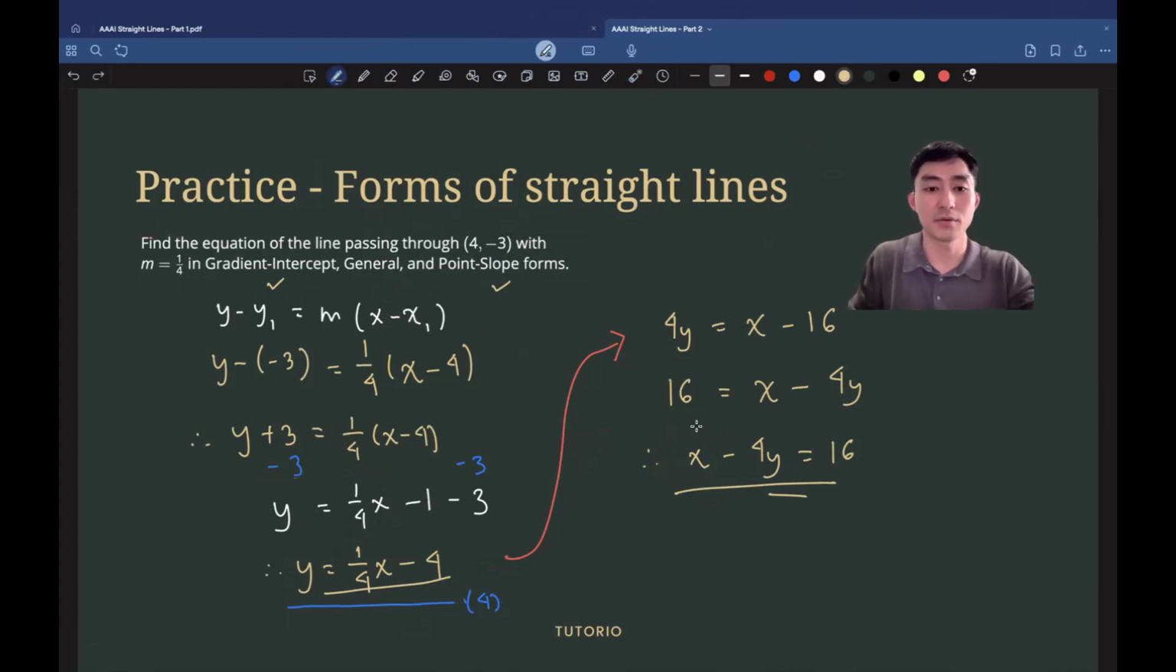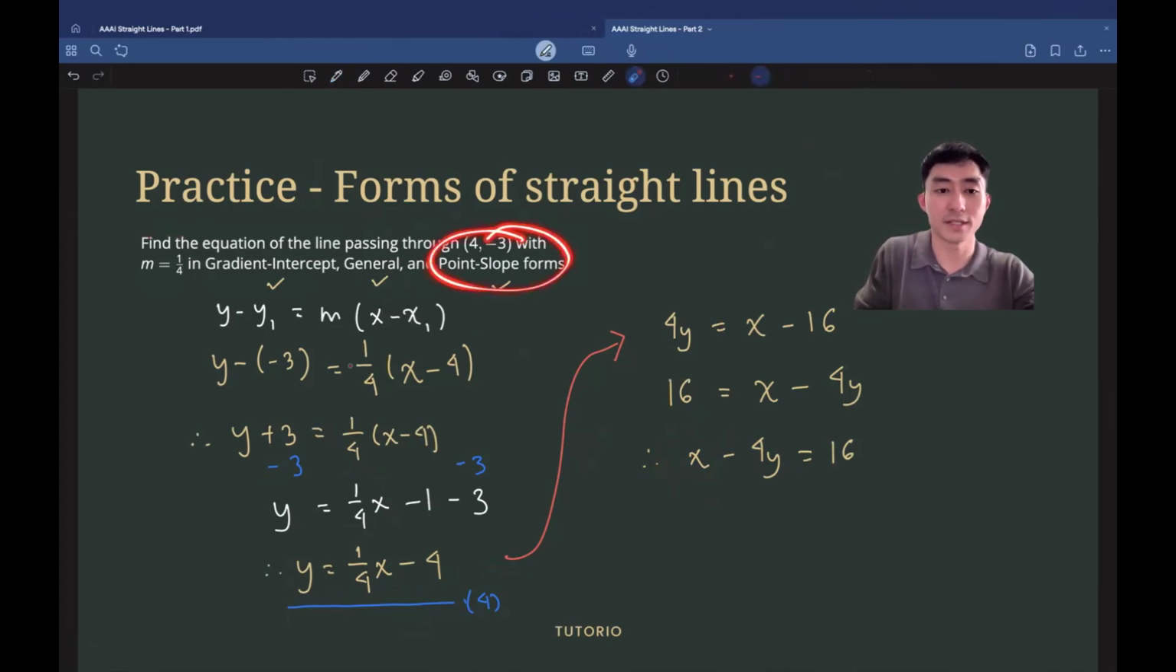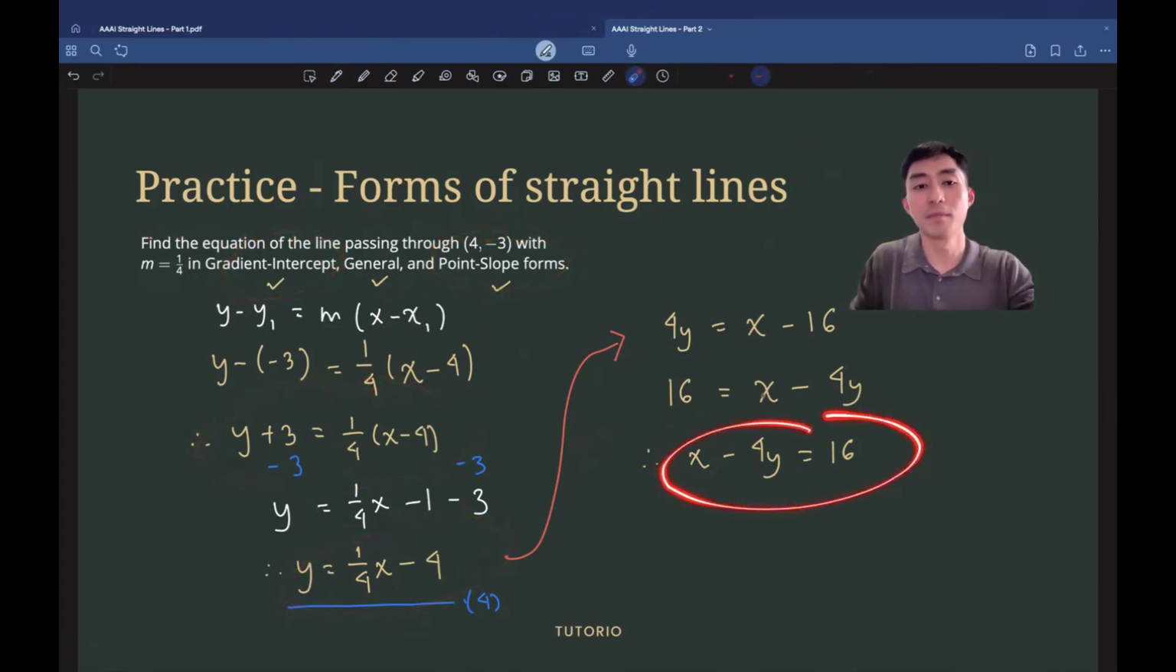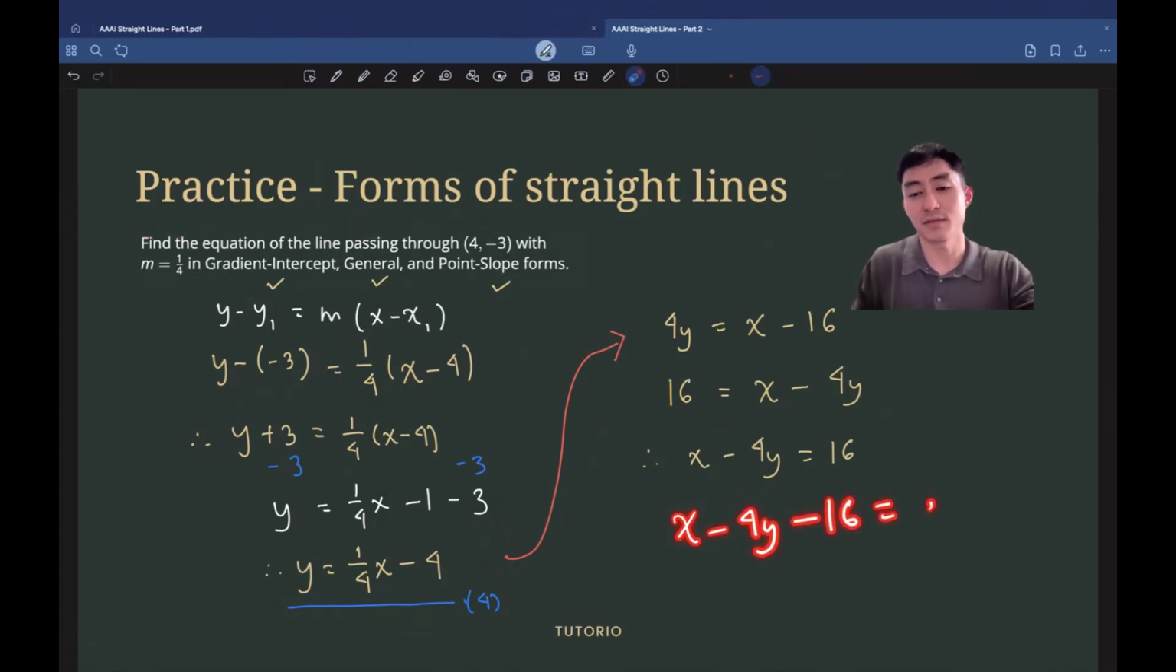So those are the answers in the three forms: the point-slope, which is the first one, the gradient-intercept, which is the second one, and the general form, which is the third one. And sometimes if they want the equation to equal 0, what you need to do is x minus 4y minus 16 equals 0.